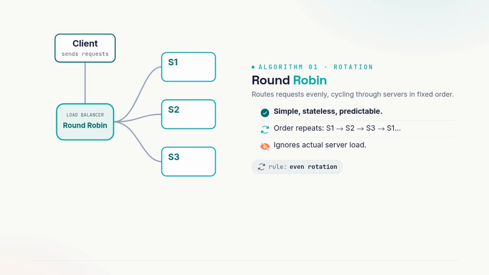And it's completely predictable. The first request goes to server 1. The next request goes to server 2. The one after that goes to server 3. And then it wraps right back around to server 1 and starts the cycle again. The catch is right there in that predictability. Round robin has no idea how busy each server actually is.